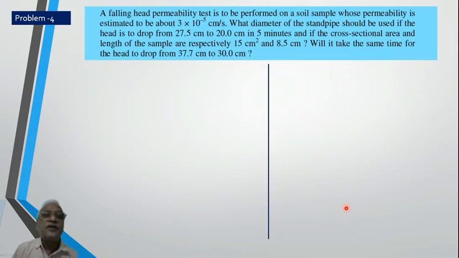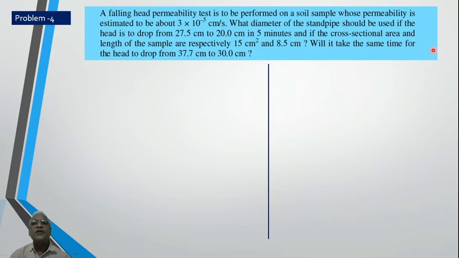Okay, another. A falling head permeability test is performed on a soil sample whose permeability is estimated to be about 3 into 10 raised to minus 5. So here K is given. What diameter of the standpipe should be used? So lowercase letter d or a is asked. If the head is to drop from 27.5 to 20 centimeter in 5 minutes, and if the cross-sectional area and the length of the sample are respectively 15 centimeter square and 8.5. This is the first part of the question.